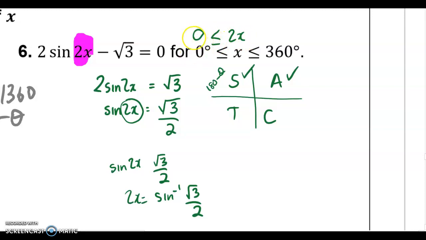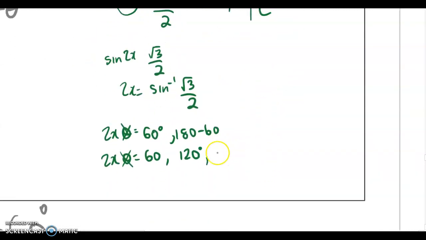Okay, so we have 2 times 0, which is 0. That doesn't change. But our 360 times 2 is 720. So what we now have is our domain of 2x being between 0 and 720. So what we don't have down here are 2 more answers. So we need to add on 360 to our 60. And that will give us 420. And we need to add on 360 to 120. And that will give us 480. Okay, so there are some answers.